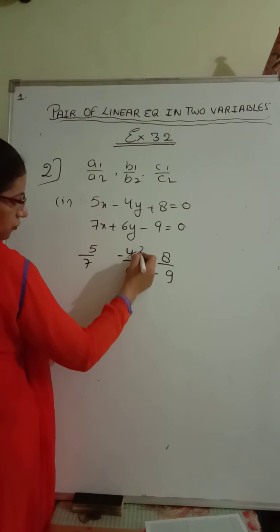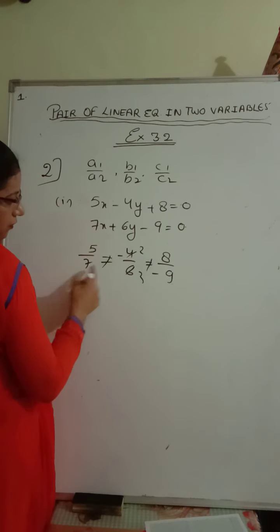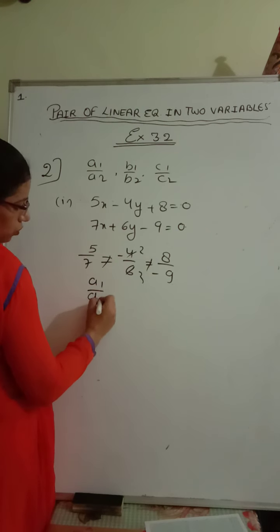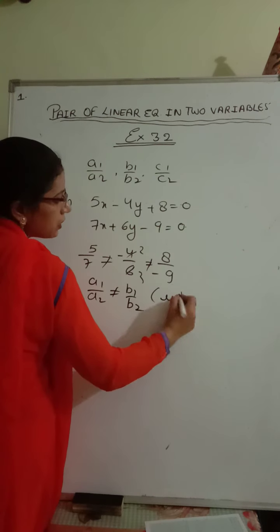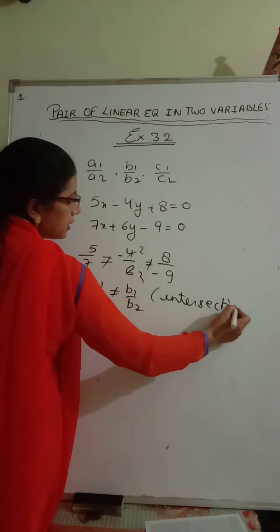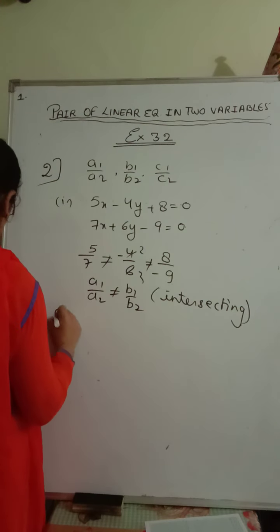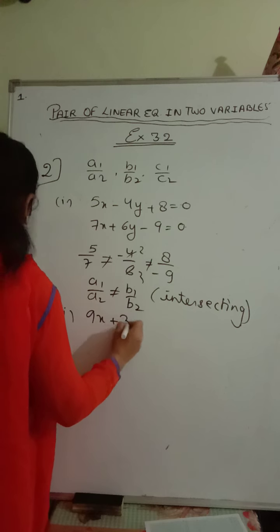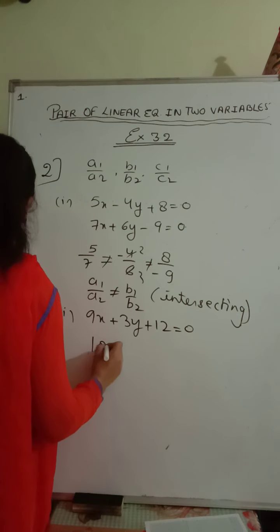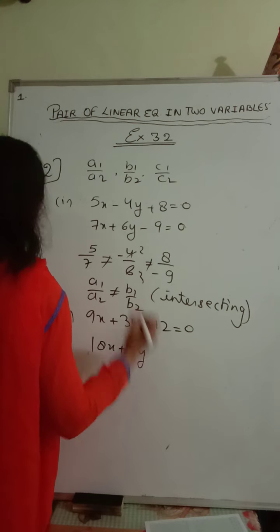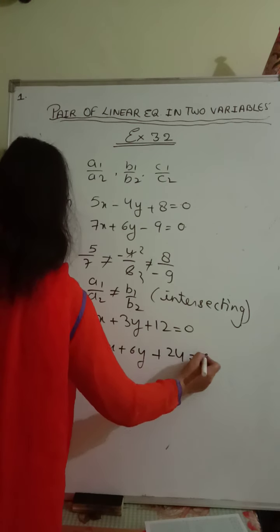See, 2 4s are 8, 2 3s are 6. So these two are not equal. Because A1 upon A2 is not equal to B1 upon B2, therefore it is intersecting. Second part: 9x plus 3y plus 12 equals to 0, and in the same way 18x plus 6y plus 24 equals to 0.